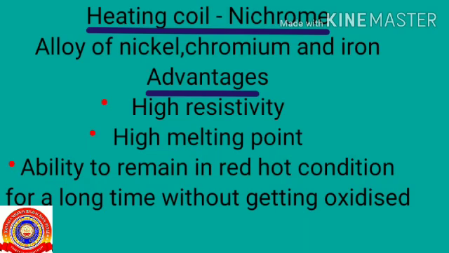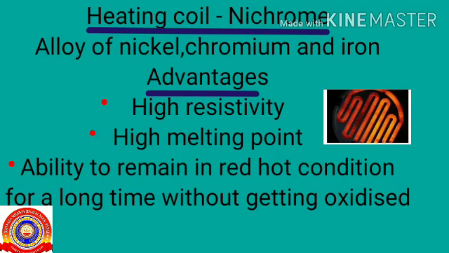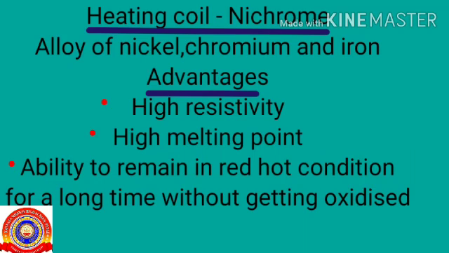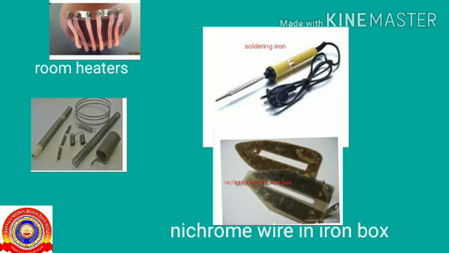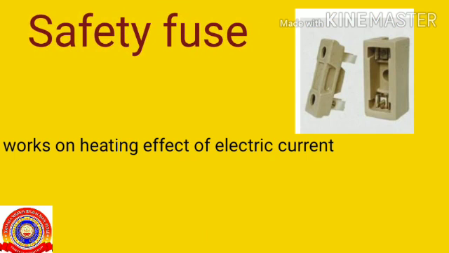So let's see what are the advantages of nichrome. It has high resistivity, high melting point, ability to remain in red hot condition for a long time without getting oxidized. That red hot condition is used in many of the heating appliances. Some of the heating appliances are room heaters, soldering iron, and in iron box also we are using nichrome wire as the heating coil because it has high resistance and it resists more current and more heat is produced there. And the next one is safety fuse.